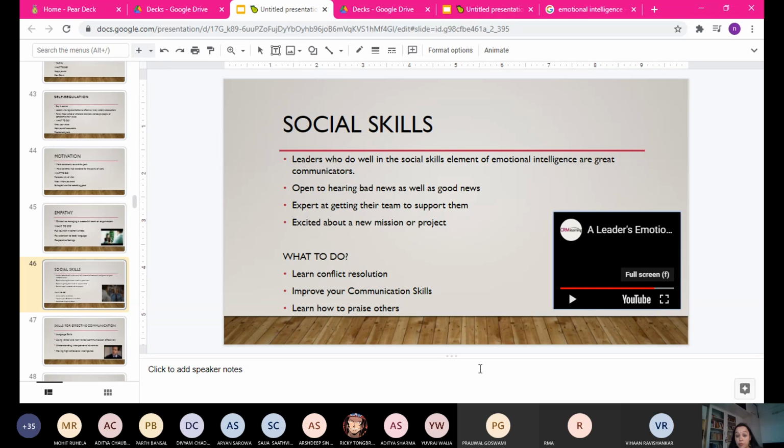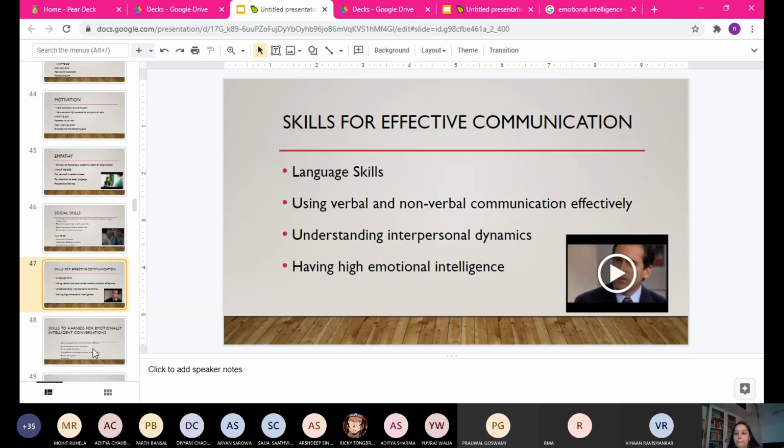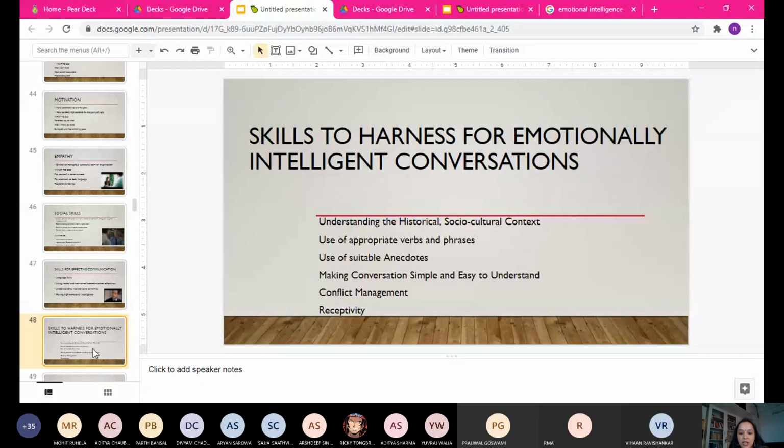So improving your conflict resolution is a very, very important skill that a leader is supposed to have. Communication skills goes without saying, and like I had mentioned just now, learning the art of praising others, right? Being sensitive towards others, recognizing the qualities that others possess. And when we talk about the skills for effective communication, language skills, verbal and non-verbal communication, understanding the interpersonal dynamics, and having high emotional intelligence. This is something that we have already taken care of, so I'm not going to get into the details of this. It's already 1:09 and there's yet another video or two that I had to share with you.